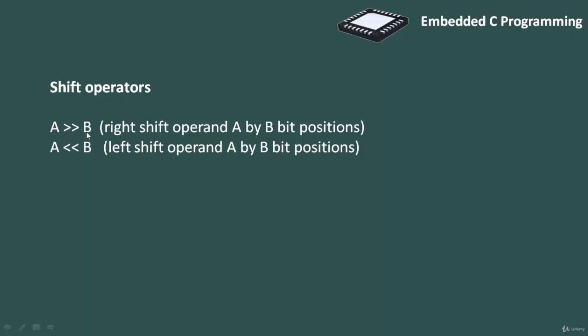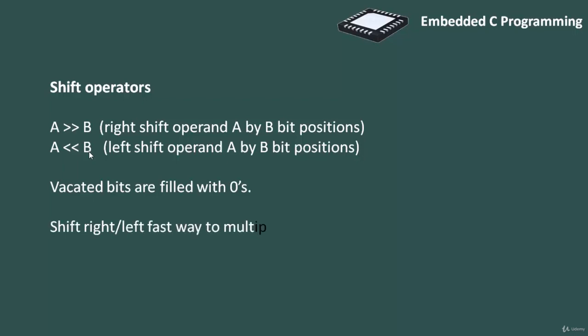A right shift by B means the content of register A will get right shifted by B bit positions, and here the content of register A will get left shifted by B bit positions. After a right shift or left shift operation, the vacated bits are filled with 0, and we can use these operators to multiply or divide any number by a power of 2.